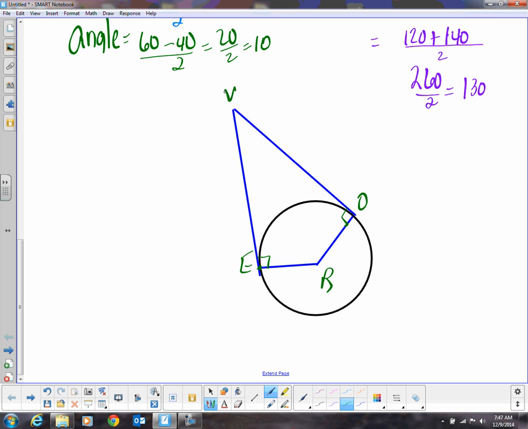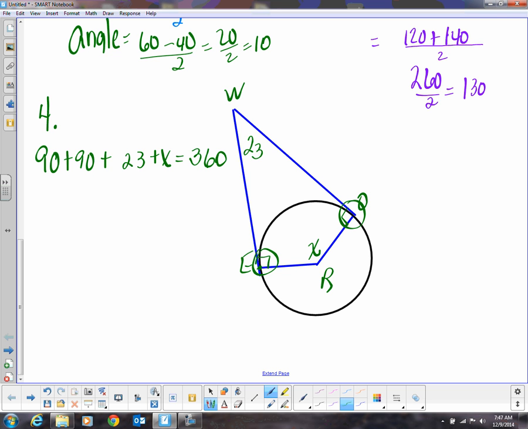And then this is W. On number 4, it says the measure of angle W is 23. And they want you to find the measure of angle R. What's the sum of the angles of a quadrilateral? 360. So 90 plus 90 plus 23 plus X should equal what? 360. If you didn't know this relationship, is this an impossible problem to do?